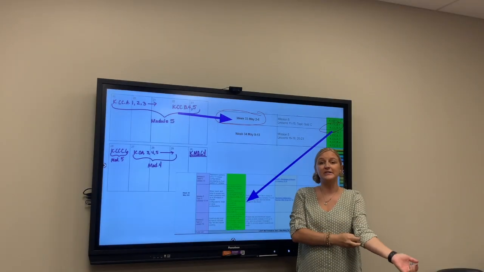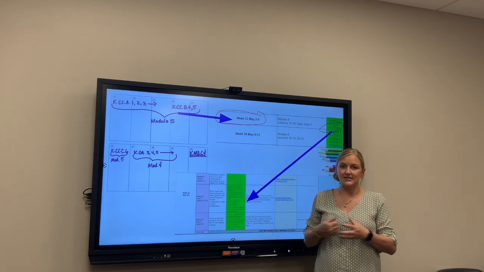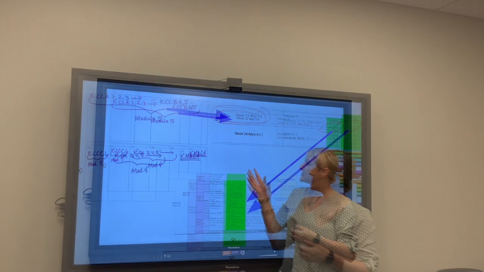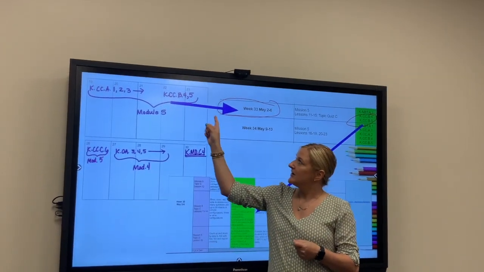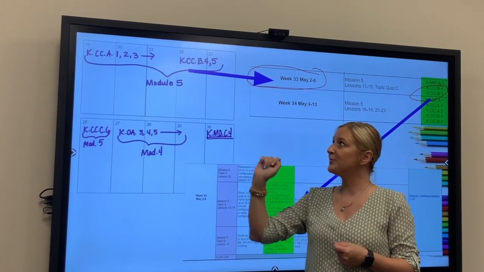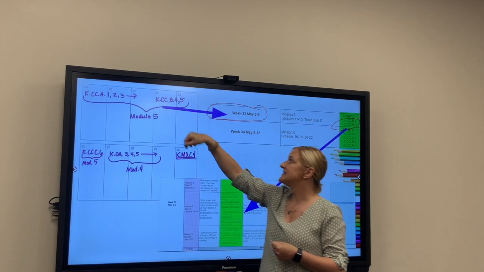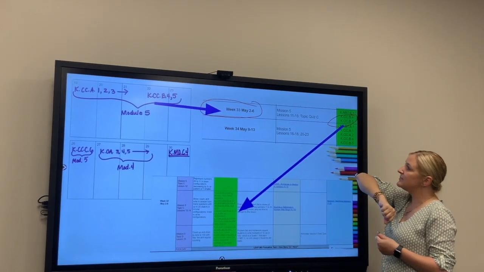So we know all the resources that we have available to us, but how are we going to use this? Let's map out our instruction a little bit tighter. I've got those 10 days listed out for my summer intensive program. And I know that I want to accelerate around KCC, B4, and B5.